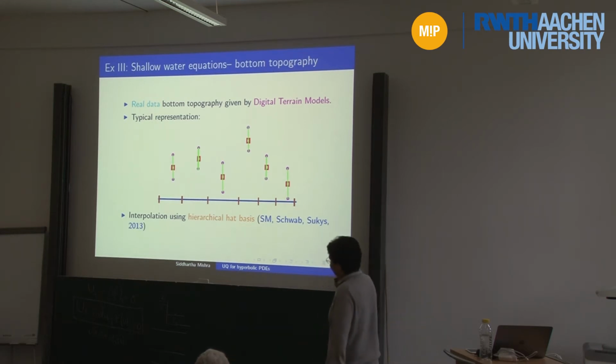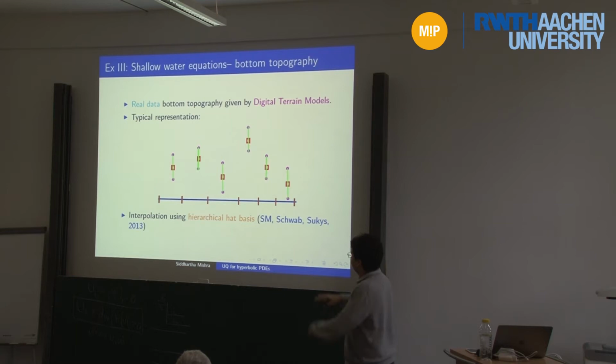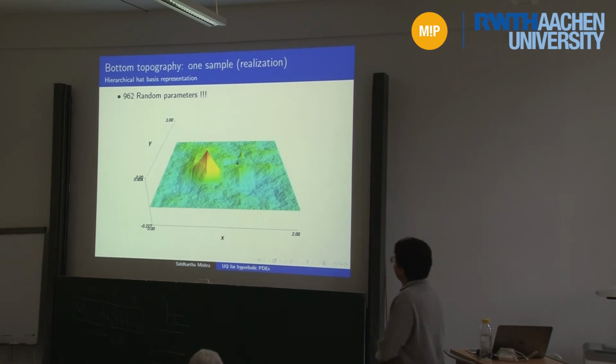And here is a synthetic example. You have to do an interpolation because they only give you discrete values. With Chris Schwab and a former student, we did that. Here is a description of a bottom topography, or a digital terrain model, with 962 random parameters. Slowly you can imagine the whole of Switzerland, how many random parameters there would be.